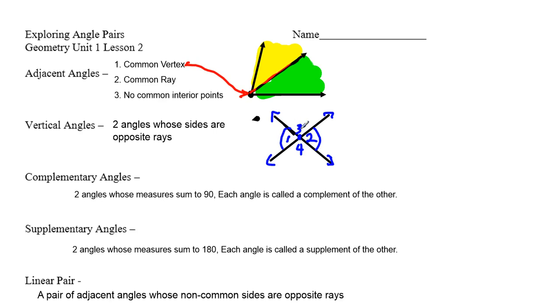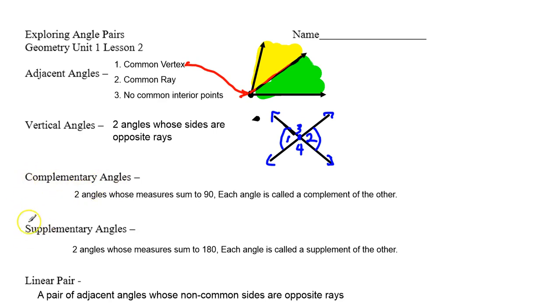I like to sing this little ditty. If two lines intersect, then they form congruent vertical angles. If two lines intersect, then they form congruent vertical angles. That doesn't sound very rhythmical, but the idea is that when two lines intersect, they form congruent vertical angles. So angle 1 and angle 2 would be vertical, angle 3 and angle 4 would be vertical.